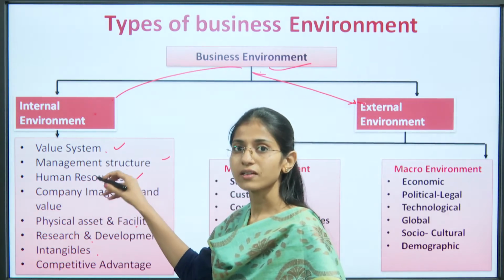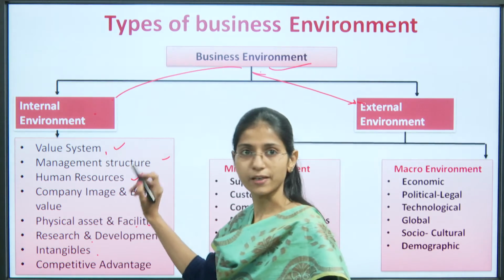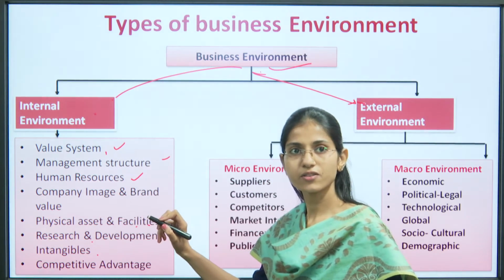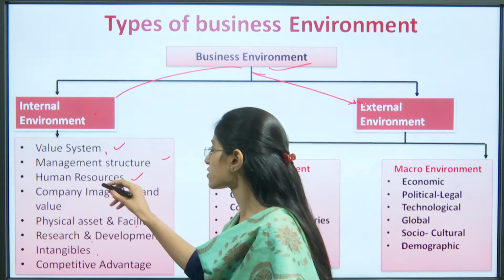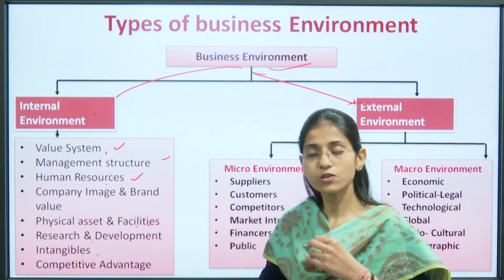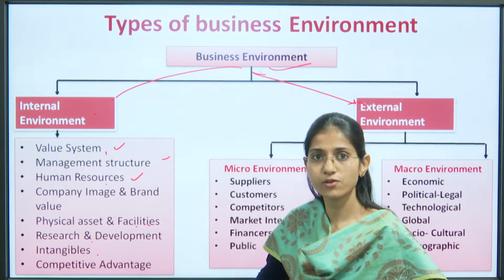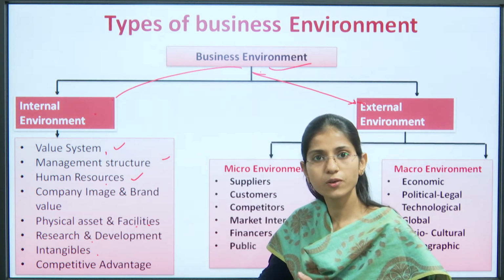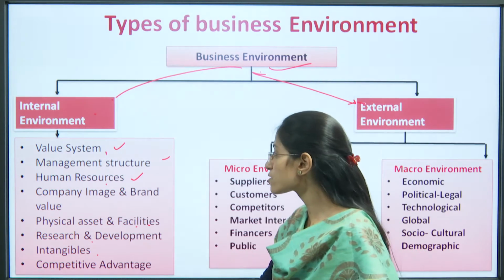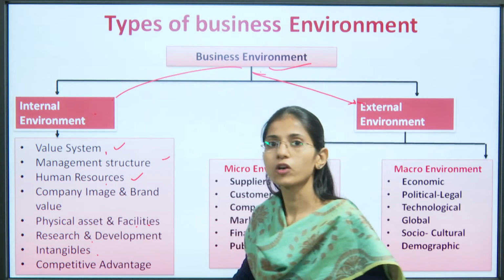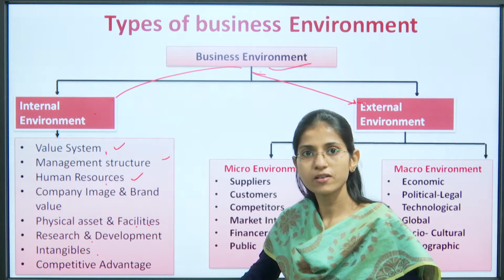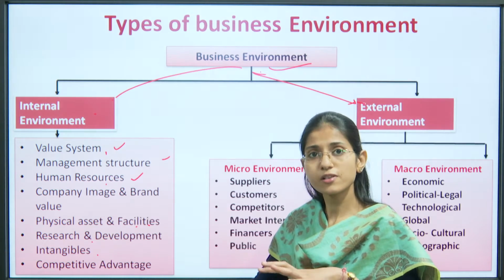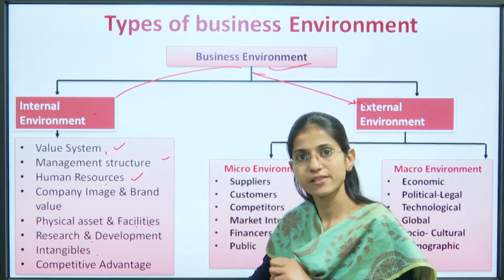The organization decides its value system by itself. The management structure is also decided by the organization. The human resources: how the organization is going to deal with its human resources, which types of training the organization is going to provide, how it is going to work for the overall development of the employees, and how the organization is going to motivate and sustain the employees. This is all in the hands of the organization.